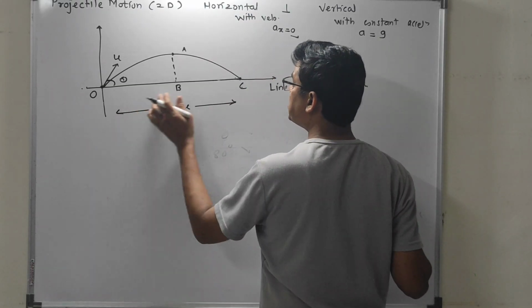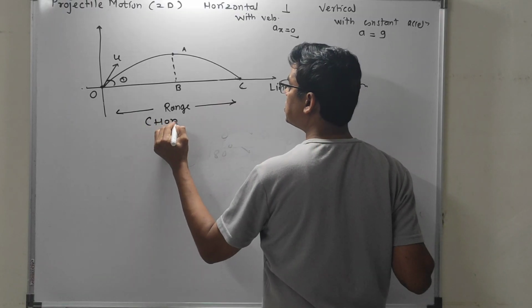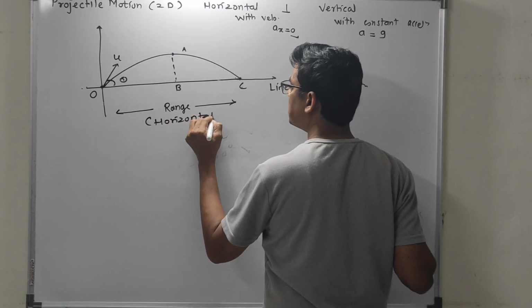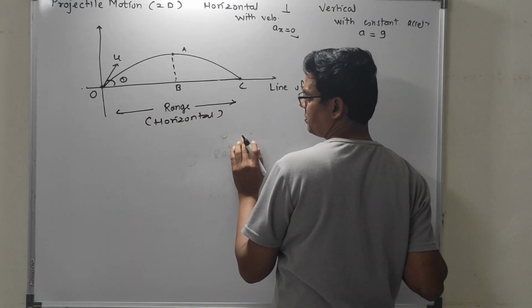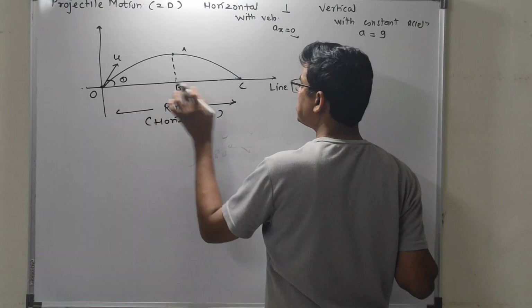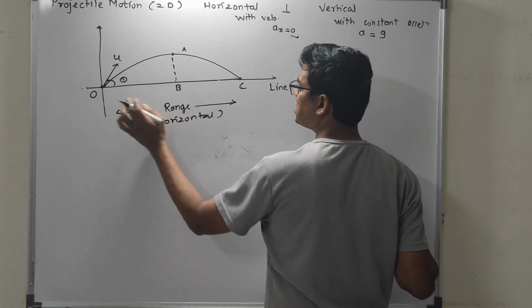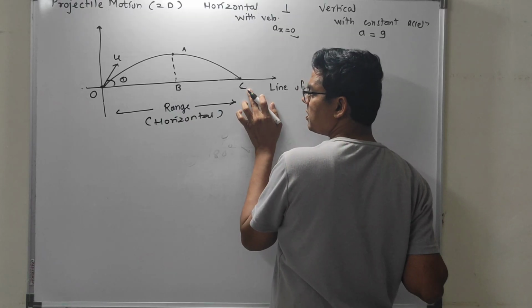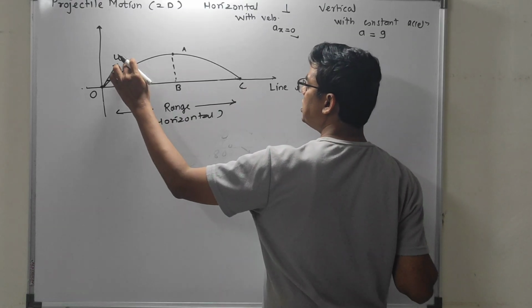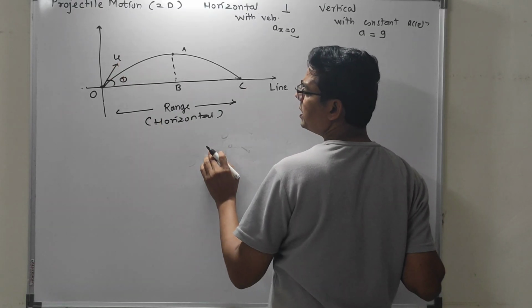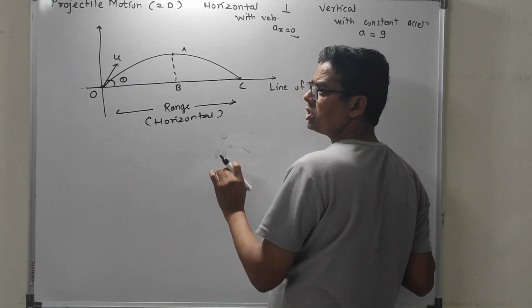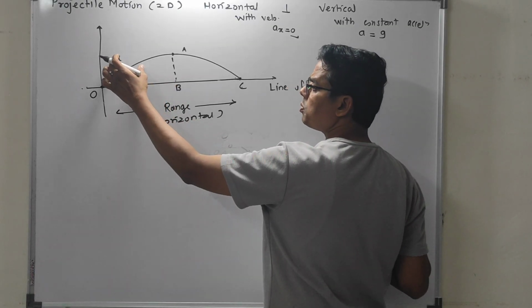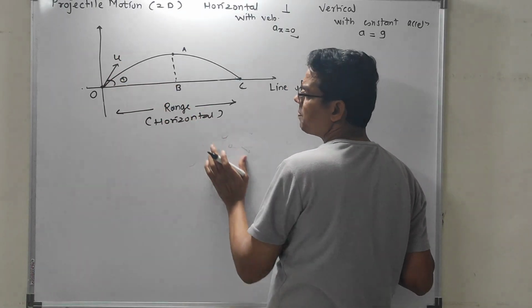What is range? Range is the horizontal distance traveled by the projectile. So OC is the range of the projectile, the distance between the point of projection and the point at which the projectile returns after traversing the entire trajectory. U is the initial velocity of projection. Theta is the angle of projection, the angle made by the initial velocity of projection with the horizontal direction.